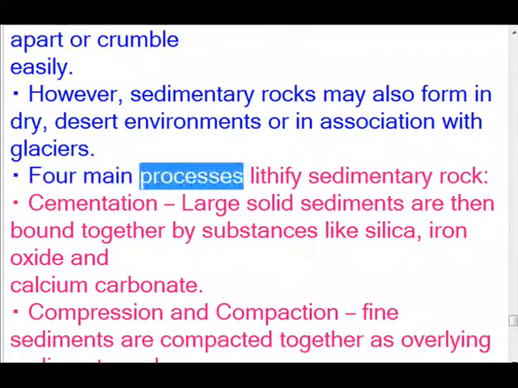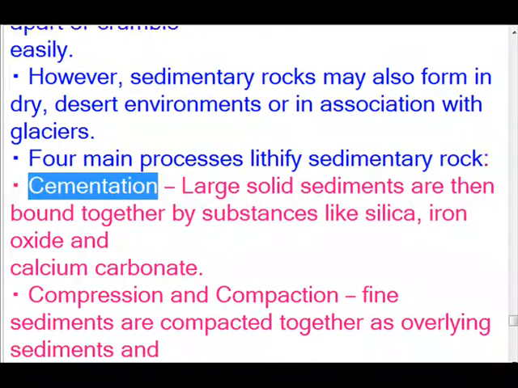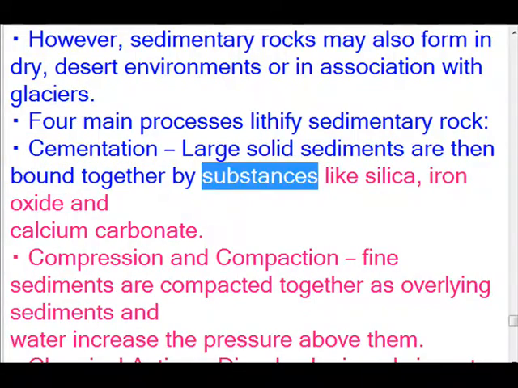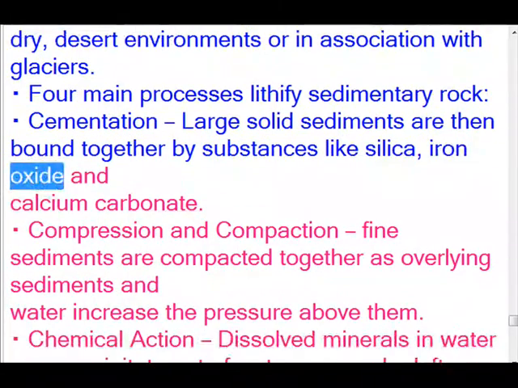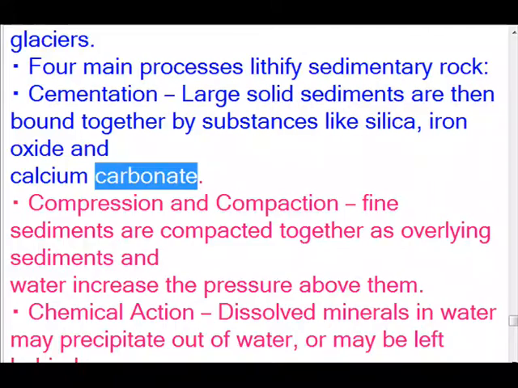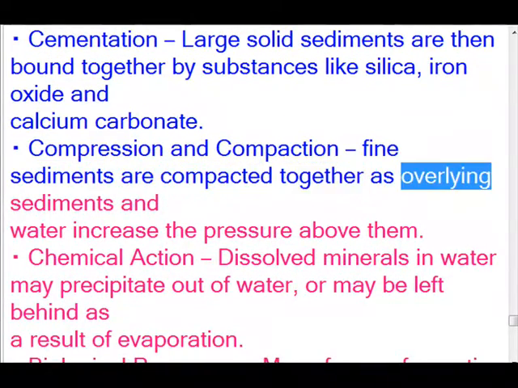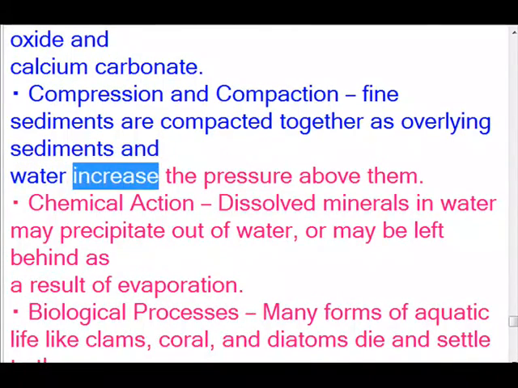Four main processes form lithic sedimentary rock. Cementation: large solid sediments are bound together by substances like silica, iron oxide, and calcium carbonate. Compression and compaction: fine sediments are compacted together as overlying sediments and water increase the pressure above them.